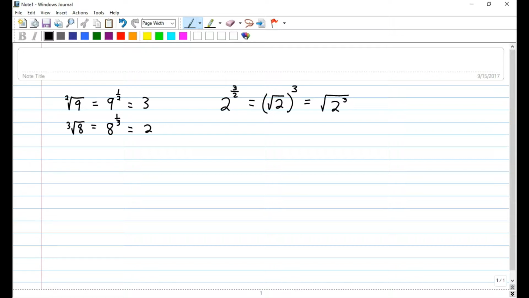Sometimes writing it one way will allow you to simplify it. For example, this way that I wrote it the last time. What's 2 to the 3rd power? That's 2 times 2 times 2, so that's 8. So this would be the square root of 8, which then we could write as the square root of 4 times the square root of 2, or 2 square roots of 2. So sometimes rewriting, using that fractional power, will allow us to simplify an answer.